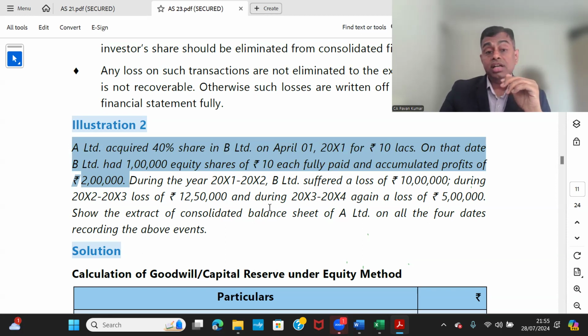What is the share capital of the company? 10 lakhs. In that, how much is yours? 40%. Then accumulated profits are also there, 2 lakhs. So total 10 lakhs plus 2 lakhs, 12 lakhs is the net worth, net assets. Out of that 12 lakhs, 40% is yours. Is it 4,80,000?